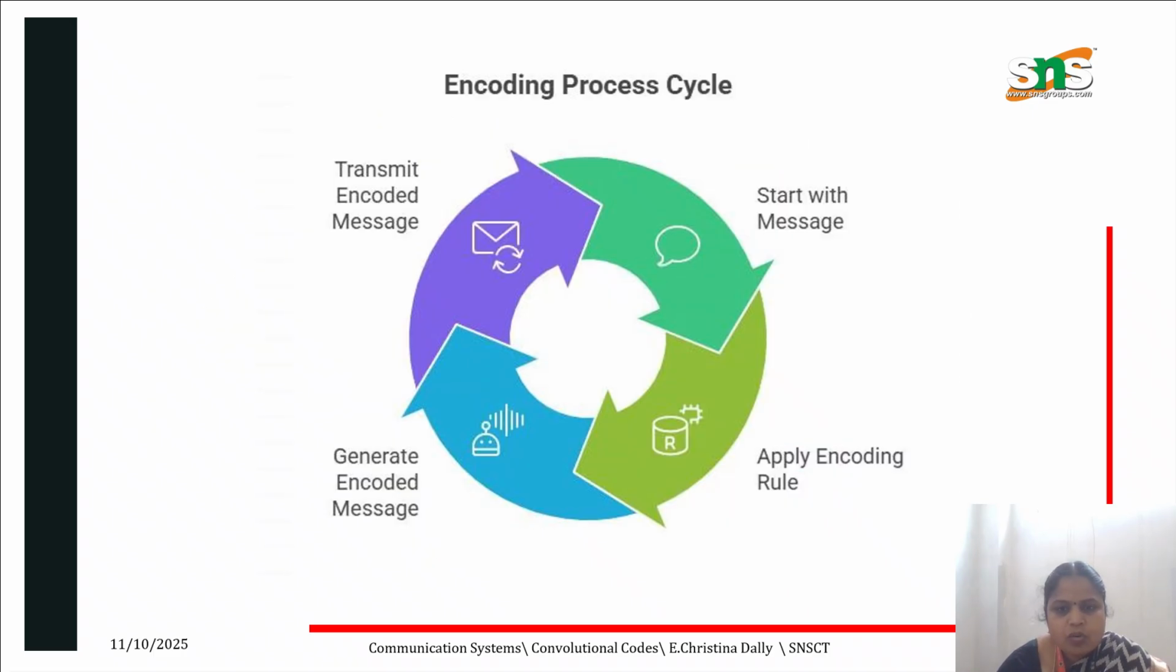This is the encoding process cycle. First, we start the message with some data. The next part is we apply the encoding rule. We have so many encoding rules in convolutional coding. At the same time, we have error correction and detection techniques. Whatever encoding we apply to the message generates the encoded message. Again, we transmit the data, and finally we retrieve it.